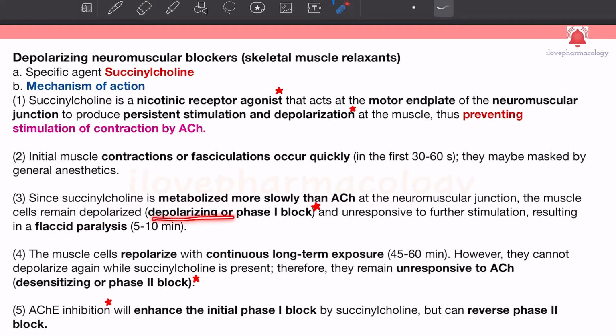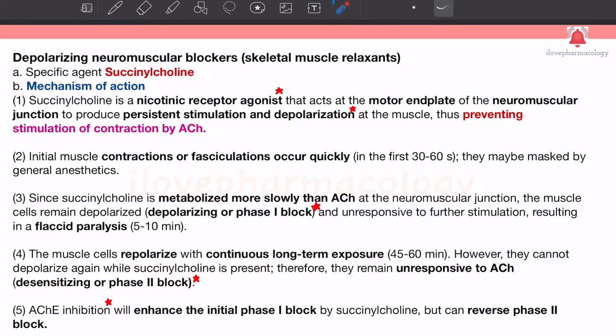So it causes a depolarizing block, also called phase 1 block. This phase 1 block is unresponsive to further stimulation, which results in flaccid paralysis. This will be seen after 5 to 10 minutes of administration of succinylcholine. Following that, the muscle cells will repolarize with continuous long-term exposure. This will be seen after 45 to 60 minutes. But please remember, they cannot depolarize again while succinylcholine is present.